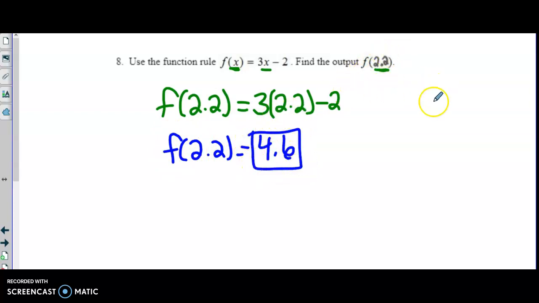So any value it gives you, if it had said f of 8, that just means wherever you see that letter x, you have to plug in an 8. So it just tells you what you're plugging in or what you're inputting. But that's not what it asked for, so ignore that.